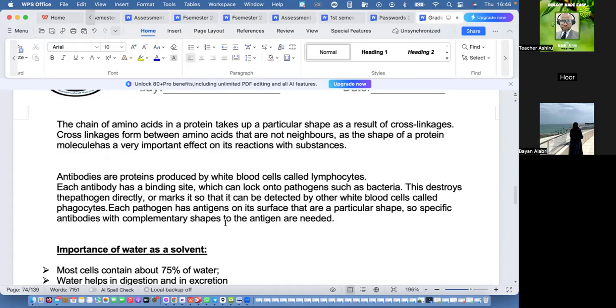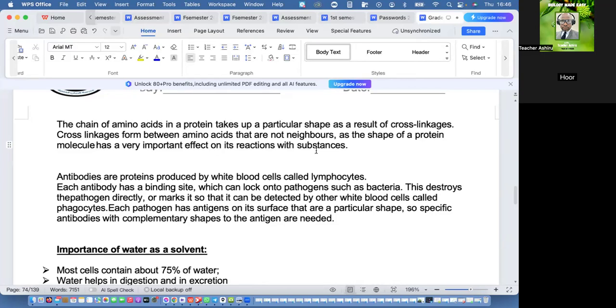Now, from what you have read, the chain of amino acid in a protein takes up a particular shape as a result of cross-linkages. And cross-linkages form between amino acids that are not neighbors, as the shape of protein molecule has a very important effect on its reactions with substances, which means different chains of amino acids are usually brought together and that form the different shapes.